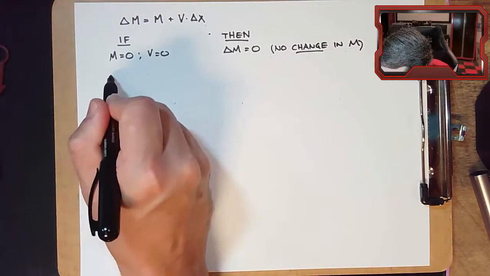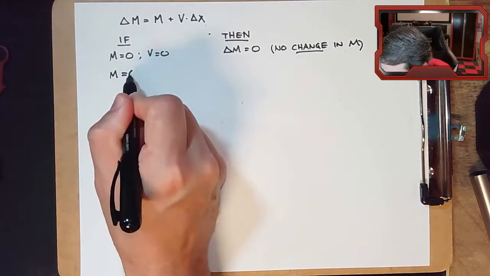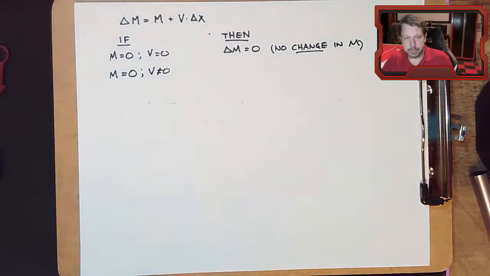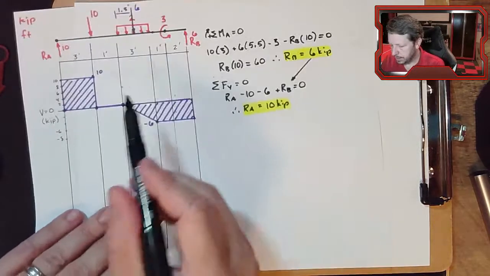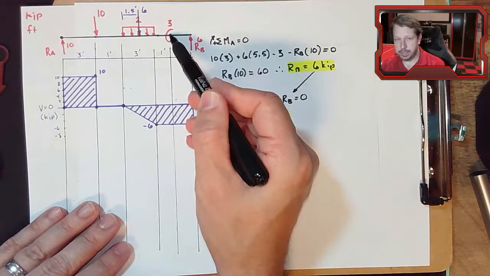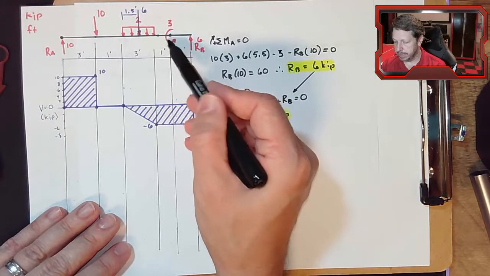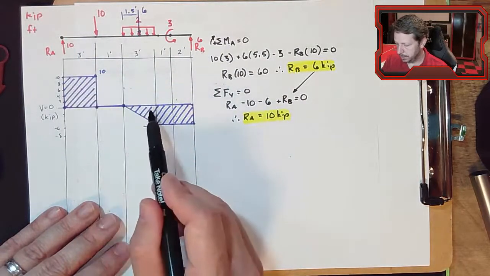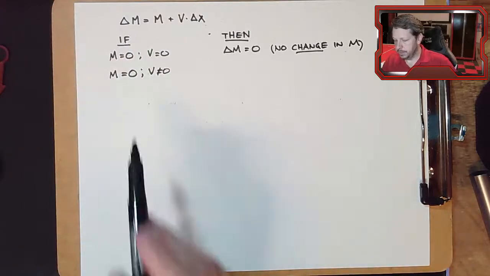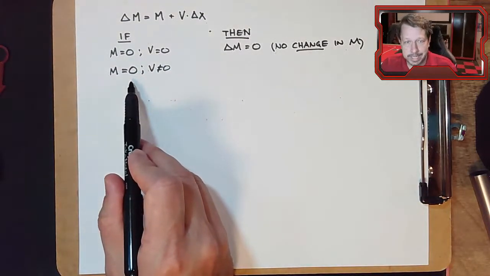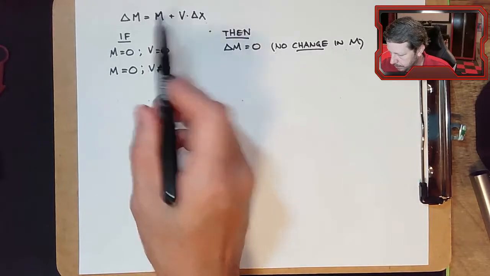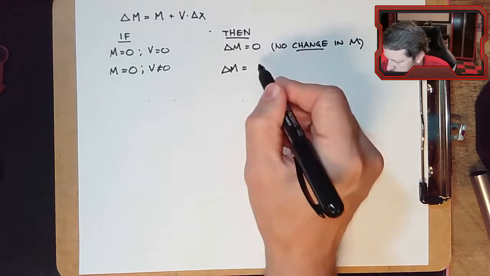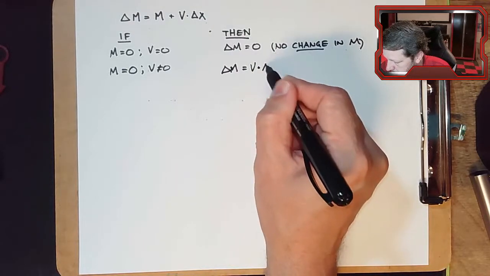What if M equals 0, but the shear force, the internal shear force, is not 0? So this is most of the time, right? So we only have one spot on this beam where there's an external bending moment M, but there's lots of spots where the shear force is not 0, all of this and all of this. So this is most of the case. So if M is 0, then I get the equation delta M equals V, that internal shear force, times delta X.